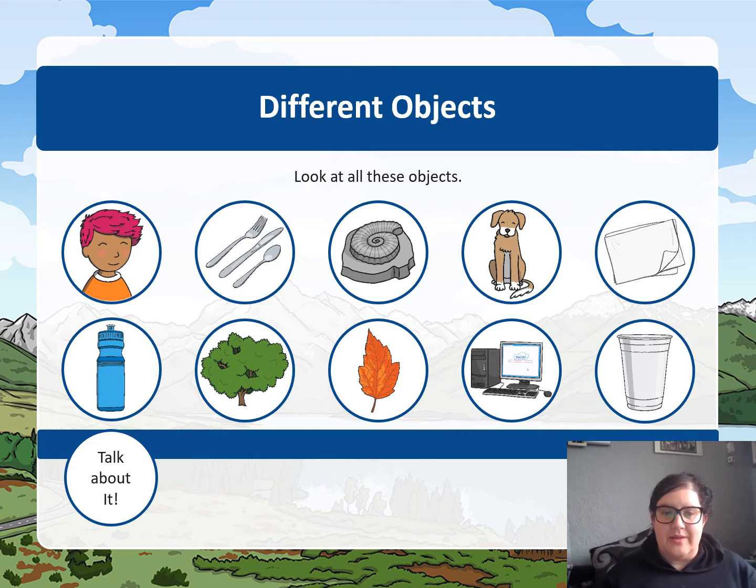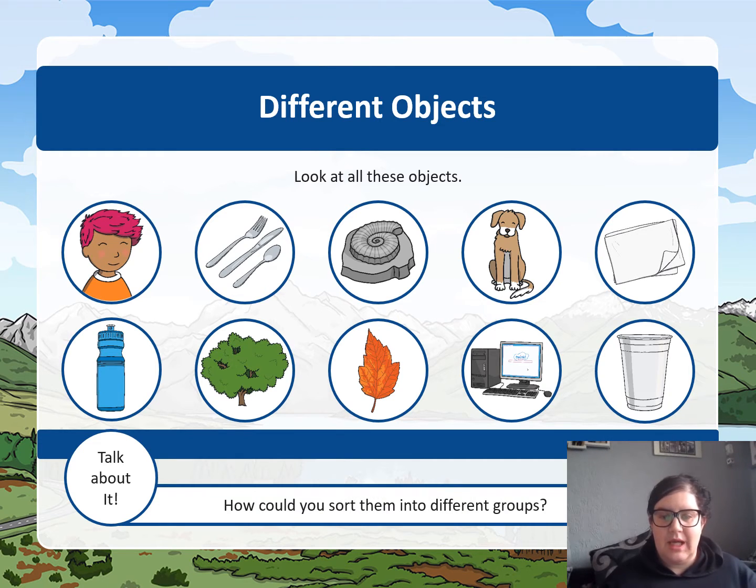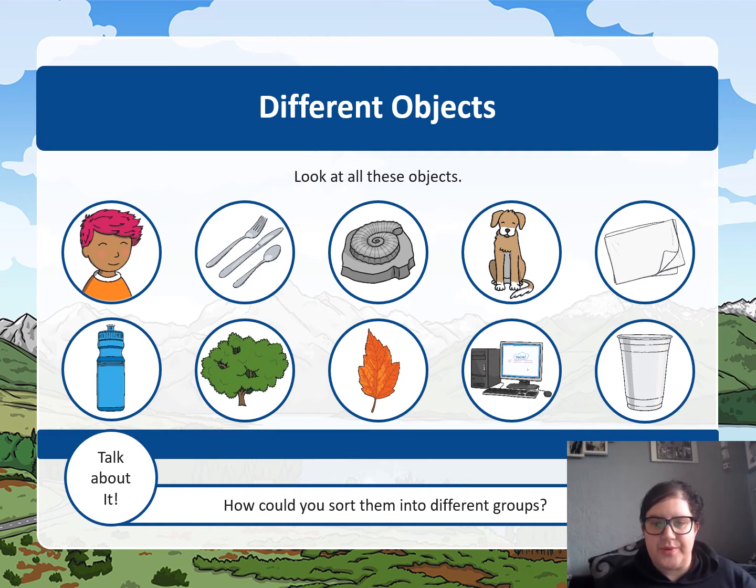So have a look at these objects, think about what they are, what do they look like, have you got them in your house, can you see them in Hazelhub if you're in school? How could you sort them into groups? So which things are living things, which things have never lived, and which things once lived but are not living anymore.